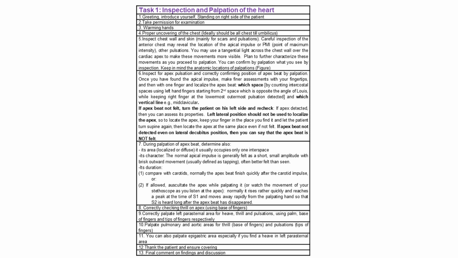Anyway, if you find the apex beat, whether in the left lateral position or from the beginning, you have to comment on several aspects. The area of the apex beat: is it localized, occupying only one space, or diffuse, meaning the pulsation is present in more than one space? The character: we have different characters of the apex. The normal one is tapping, where it hits your finger and makes a brisk outward movement of your finger.